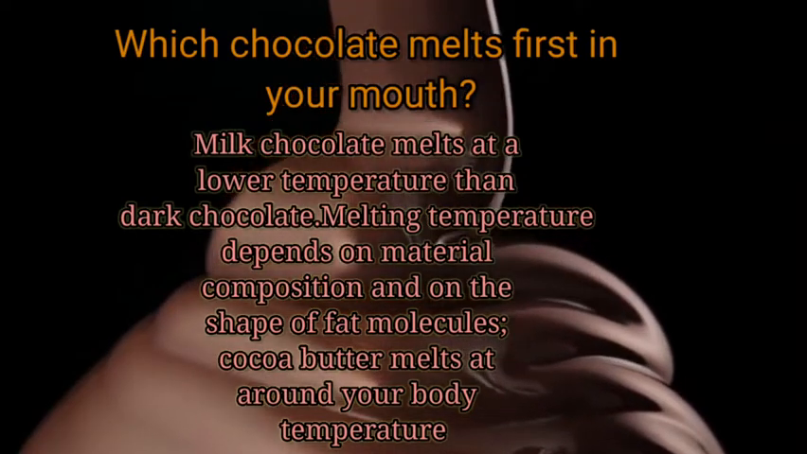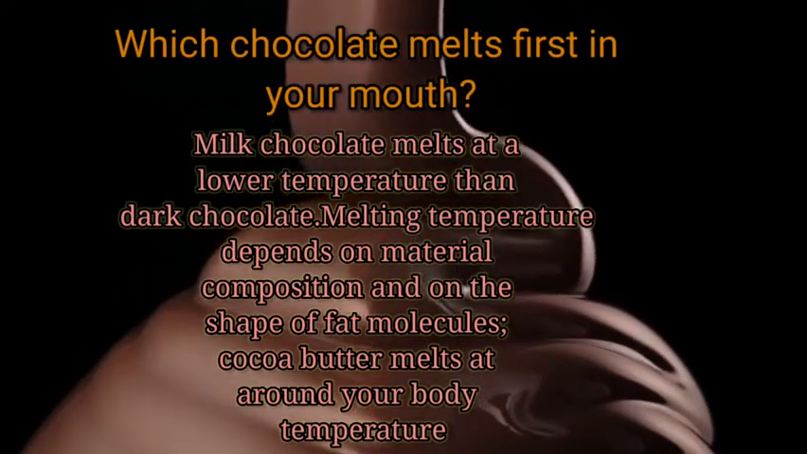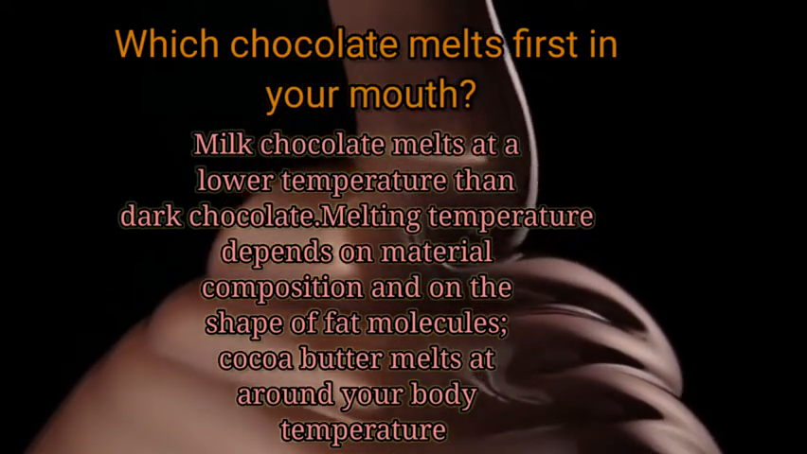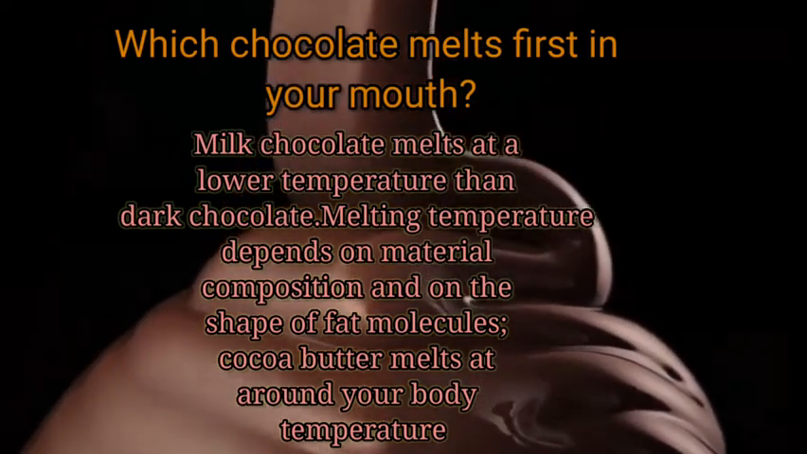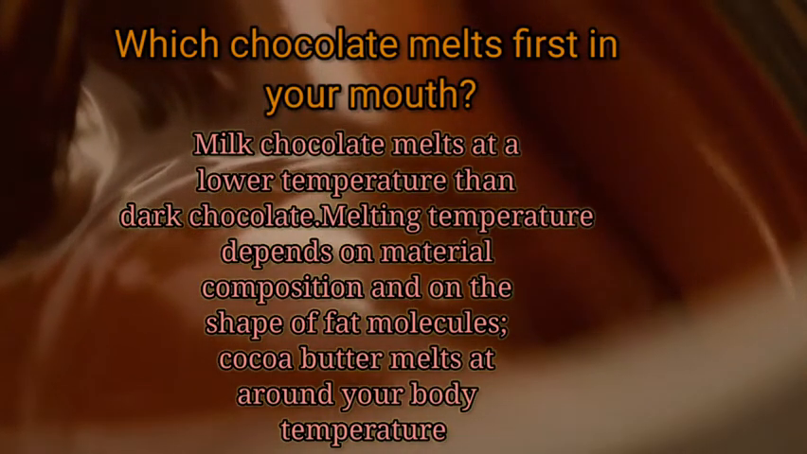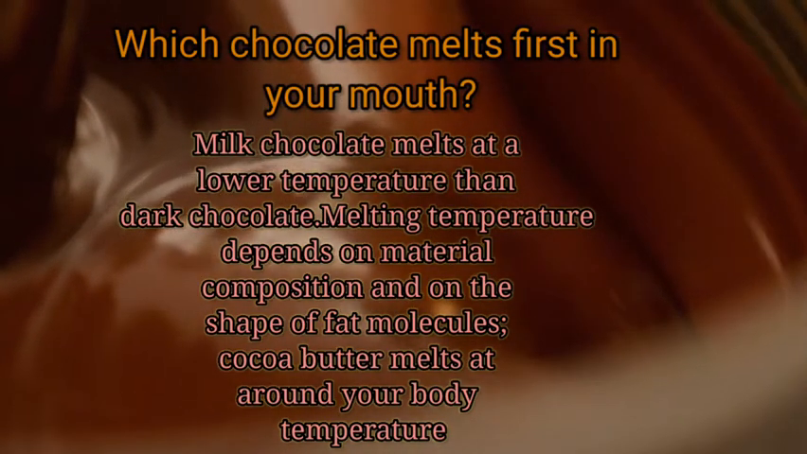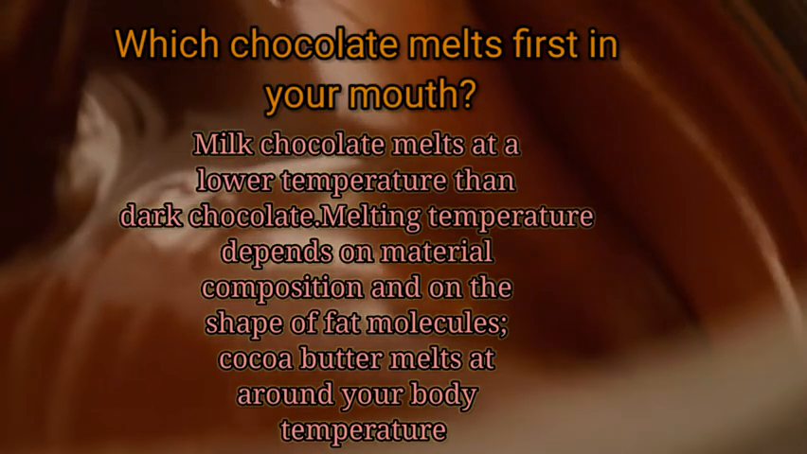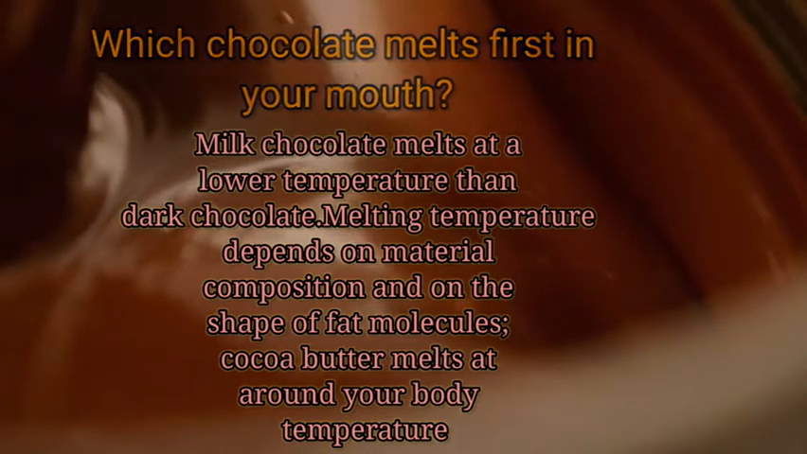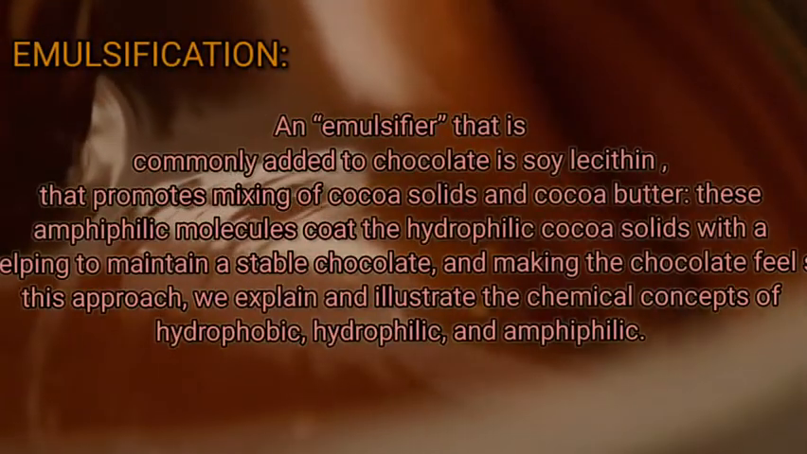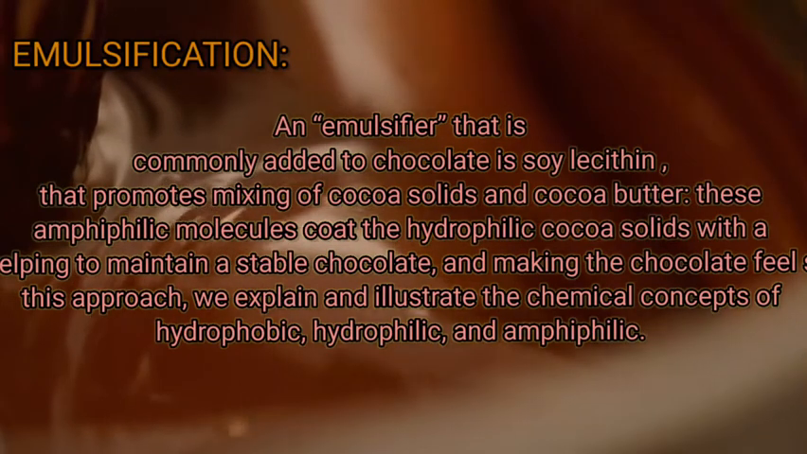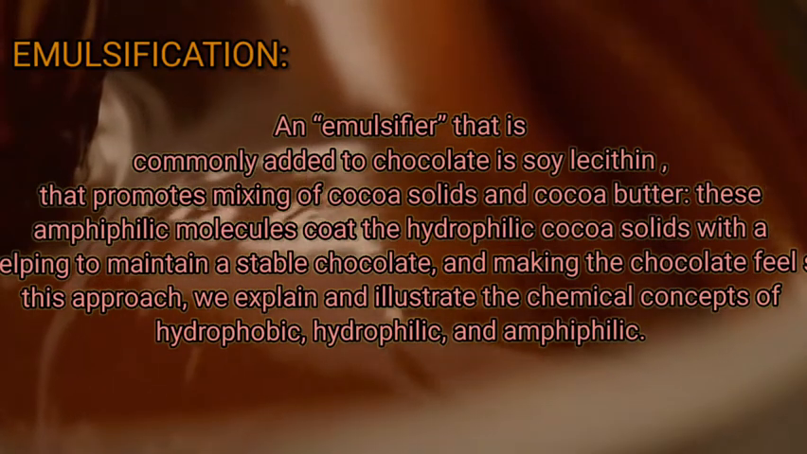There are lots of chocolates: milk chocolate, dark chocolate, white chocolate, Belgian dark chocolate, and so on. Which chocolate first melts in your mouth? It is milk chocolate that melts at a lower temperature than dark chocolate. Melting temperature depends on the material composition and on the shape of the fat molecules. Cocoa butter melts at around your body temperature. As mentioned, emulsification plays a major role in chocolate making.